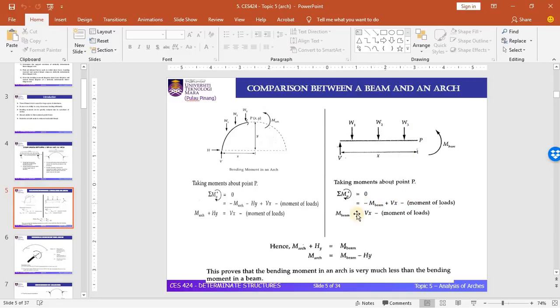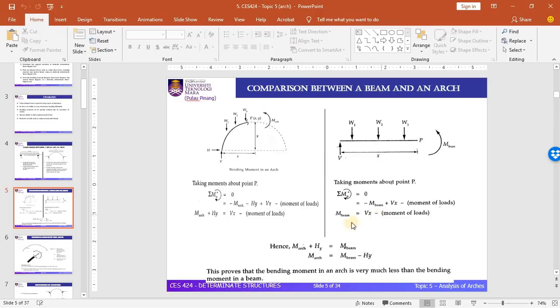Okay, rearranging this equation, you can see that M beam is equal to Vx minus moment of loads. So basically we can equate both of these equations, the equation from the arch and the equation from the beam, by looking at the right hand side of the equation of each beam and arch. For the arch we have Vx minus moment of loads on the right hand side, and the same thing happens in the beam.